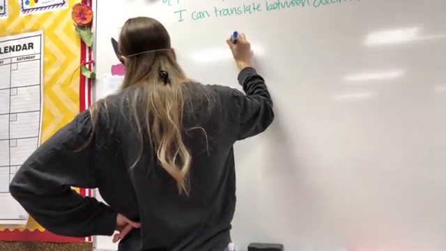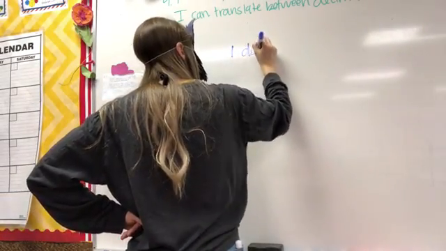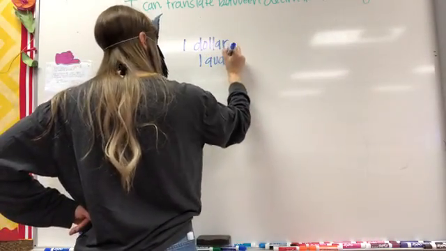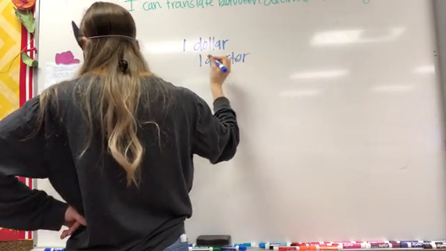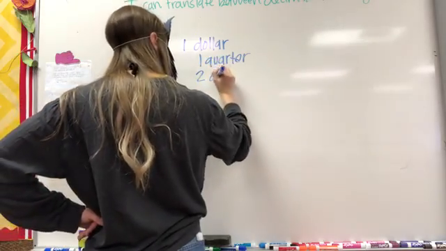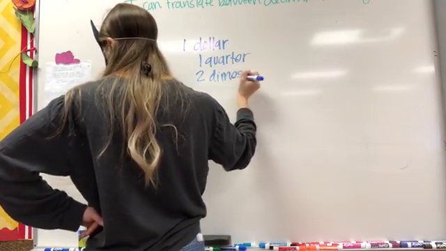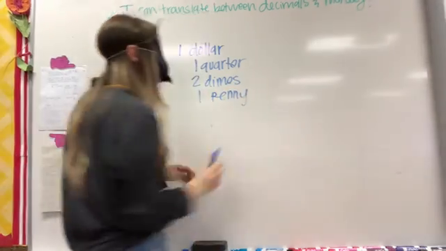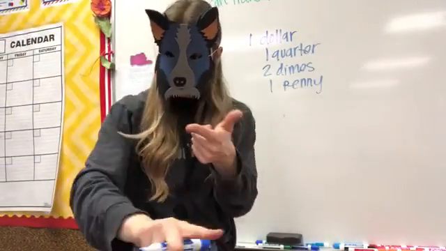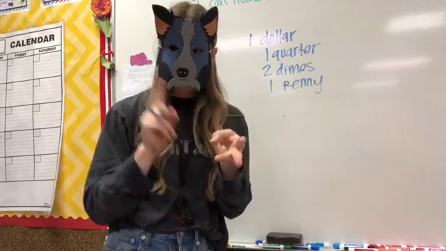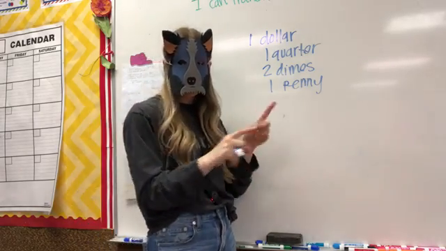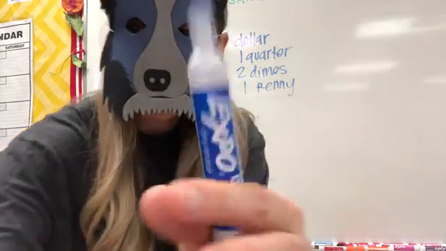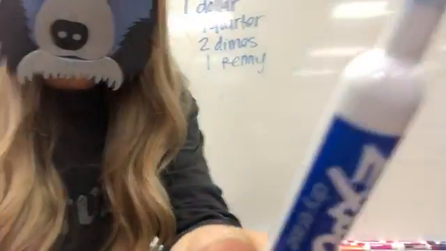If we have $1, ooh, adding in dollars here, 1 quarter, 2 dimes, and 1 penny. And I want this to be written as a dollar amount, a decimal, and a fraction. We're going to do this one together, and then I'm going to give you one just like this as your problem.